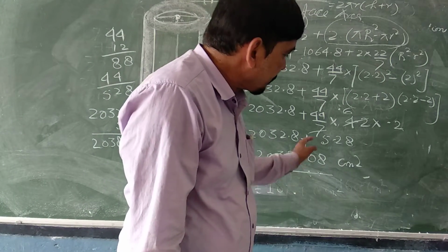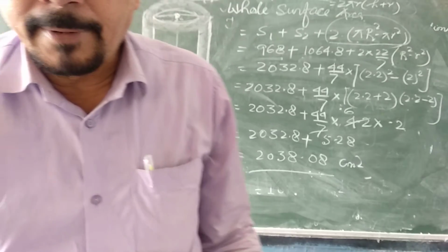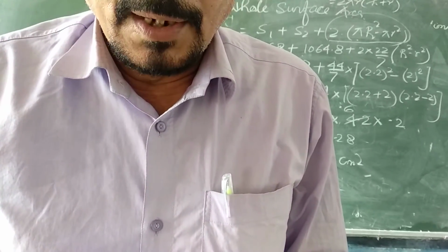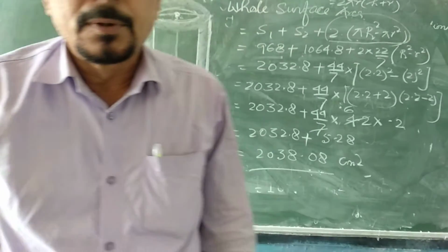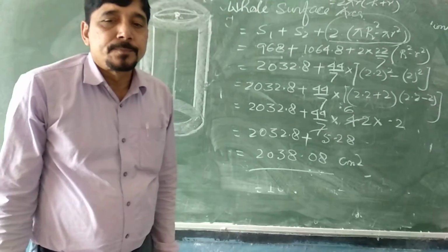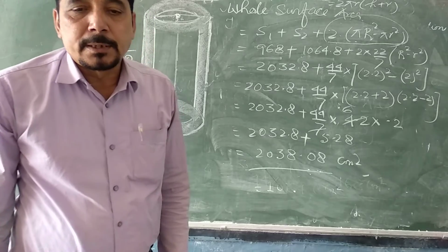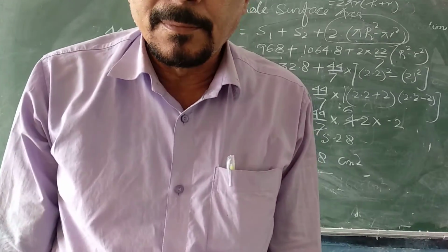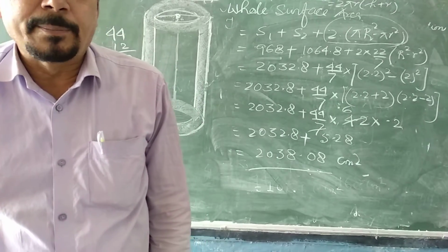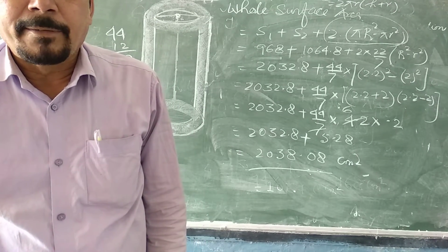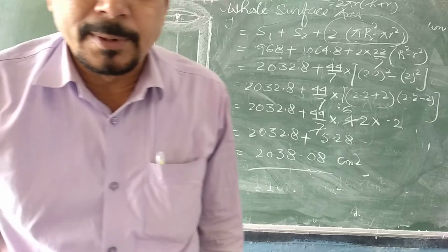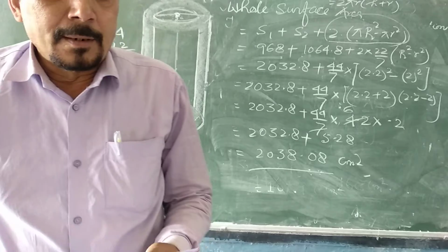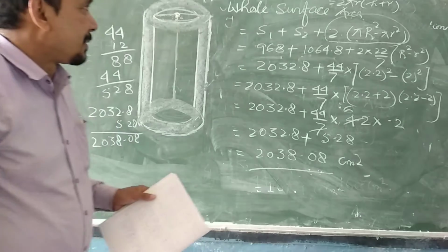regarding cylindrical pipe. Now write down the question. An iron pipe 20 cm long has exterior diameter equal to 2.5 cm. If the thickness of the pipe is 1 cm, find the whole surface area of the pipe. The iron pipe is 20 cm.